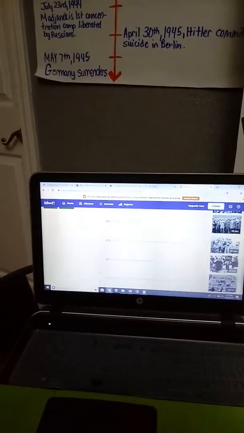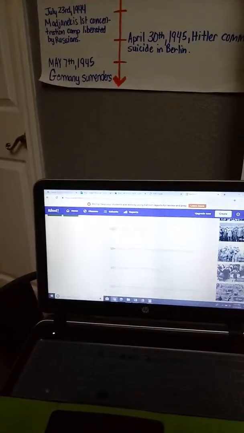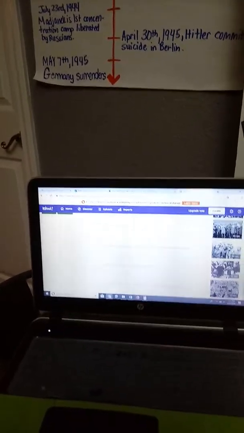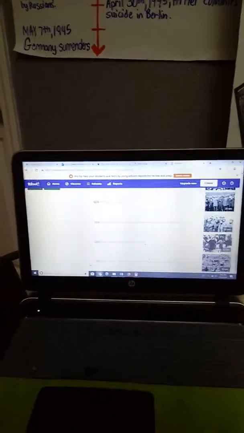So it kind of is a race, and it also tells them their time, so it gives them the opportunity to speed up a little bit and develop that fast thinking skill that they need. And the kids loved this game.